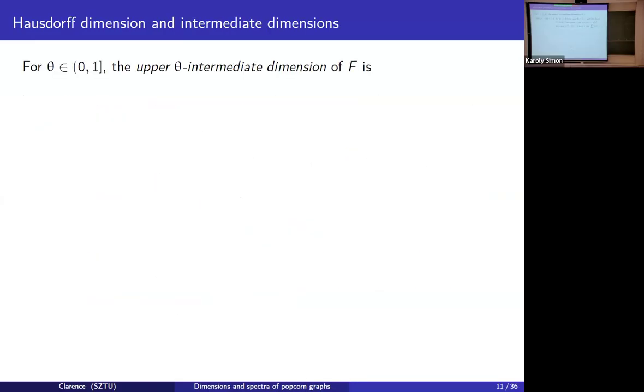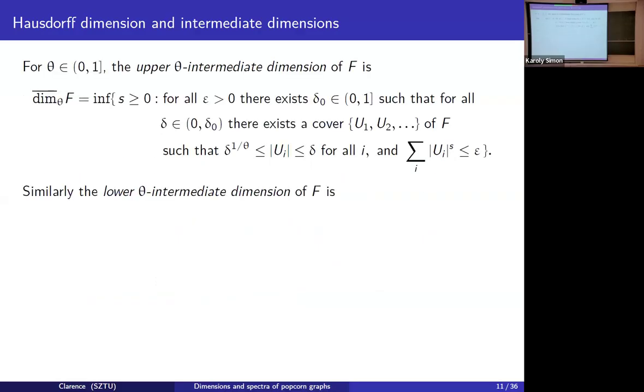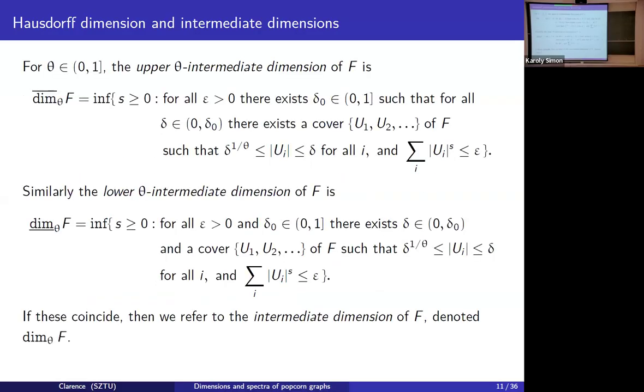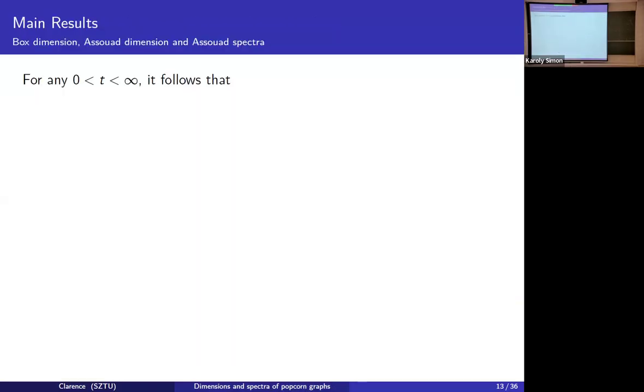Another thing we will talk about is the intermediate dimensions. The Hausdorff dimension can be defined by Hausdorff content, and in this case we have the definition of the intermediate dimensions like this. Moreover, the bounds from Banaji's paper will be useful for the talk today. In that paper, the lower bounds of the intermediate dimensions will be helpful, since if we have the R-squared dimension of F and the box dimension of F, it will give some information about the intermediate dimensions.